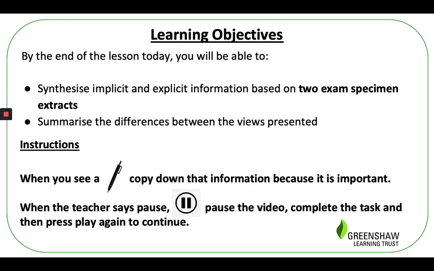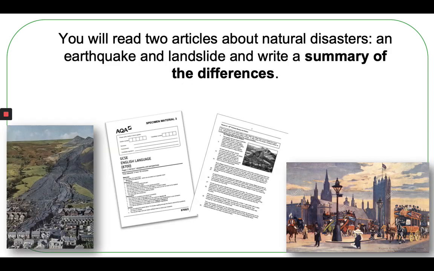Okay, so today's lesson, you're going to learn or remember how to synthesize implicit and explicit information based on 2 exam specimen extracts. These are extracts made by the exam board to give you a taste of what it will be like in the summer, and you'll summarise the differences between the views presented. We're going to read 2 articles today about natural disasters. One is about an earthquake and one is about a fatal landslide, and we'll write a summary of the differences.